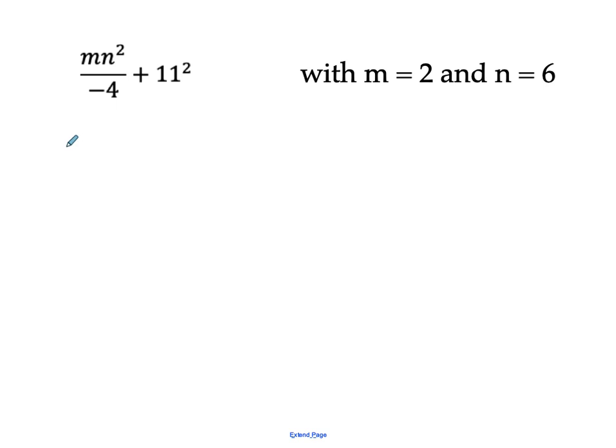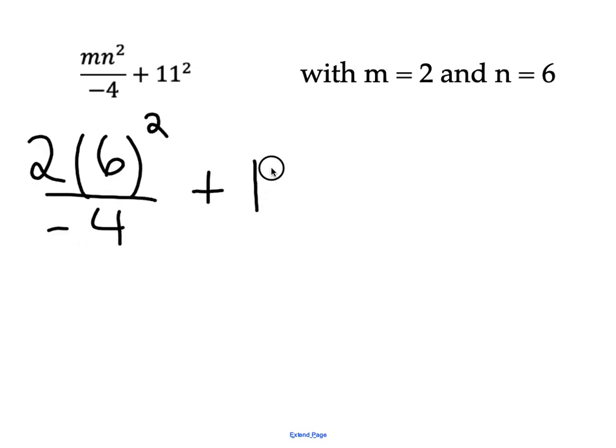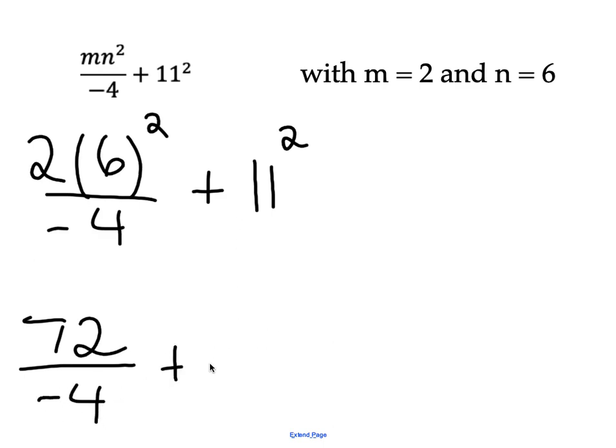In this next example, we first need to make a substitution of m equals 2 and n equals 6 into the expression. The negative 4 and the 11 both stay. Simplifying this expression further, the numerator of this fraction has a value of 72. 2 times 6 times 6. The denominator is still negative 4, and this exponent expression has a value of 121.